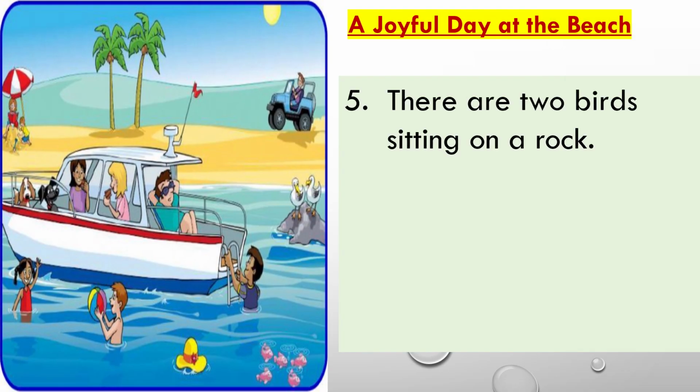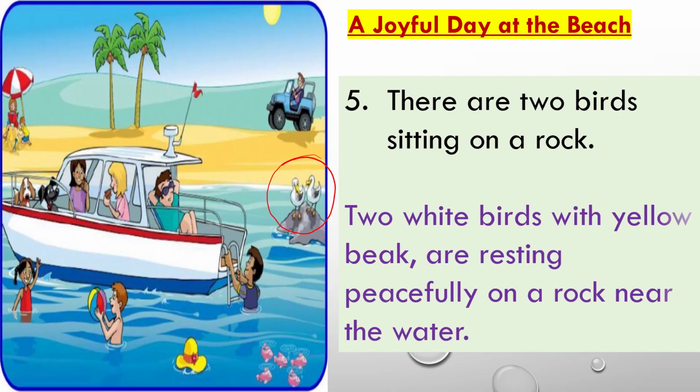Fifth sentence, there are two birds sitting on a rock. This you can see. What extra details can you add? Two white birds with yellow beaks are resting peacefully on a rock near the water. So this way we can write.